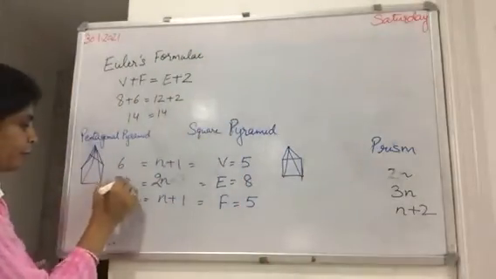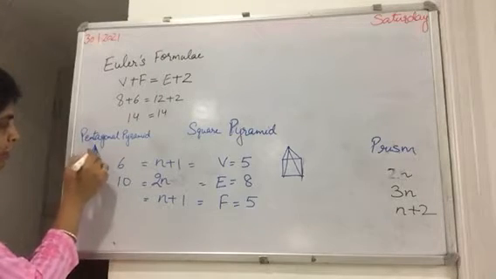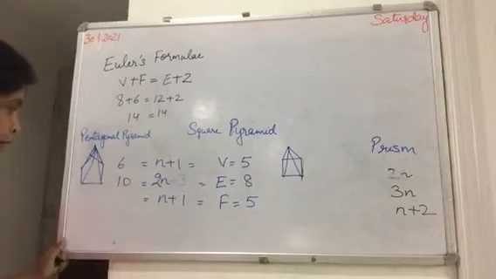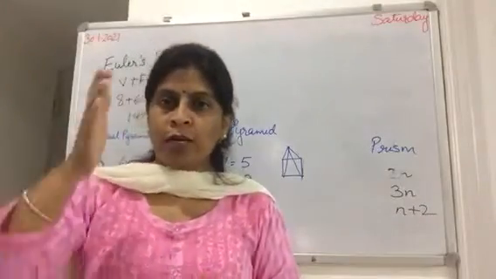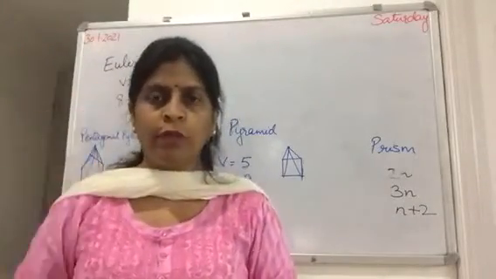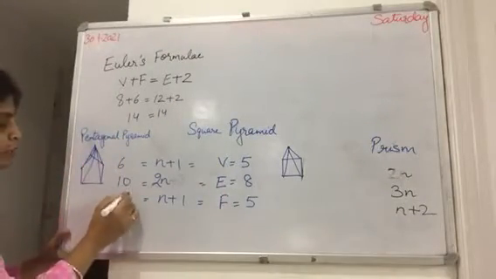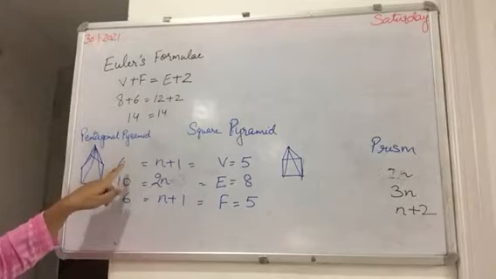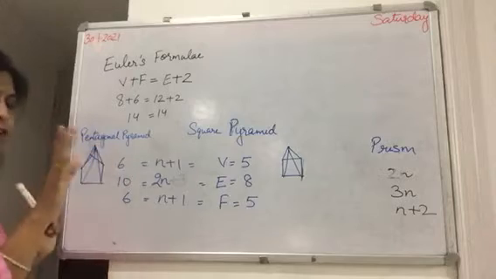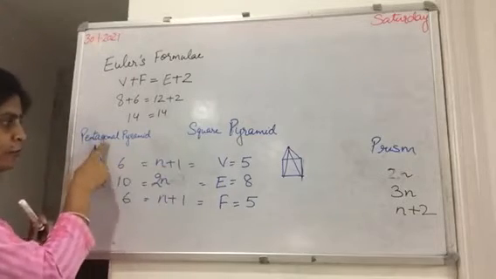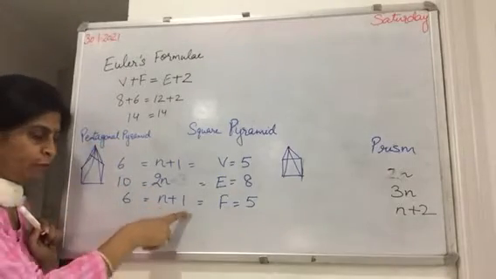So it will be 10. You can count 1, 2, 3, 4, 5, 6, 7, 8, 9, 10. So 10 lines. Now faces: 1, 2, 3, 4 and bottom 5, and one more side, so it is 6. So you can see vertices and faces are the same. Pentagon has 5 sides, so 5 plus 1, 6. Edges: 5 into 2, 10.